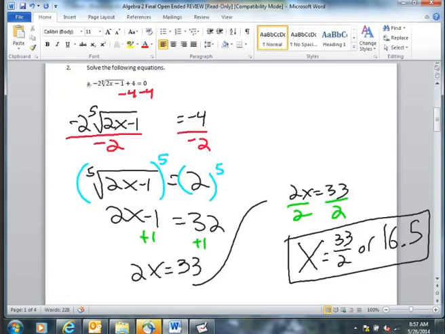So, this problem. Let's figure this out. So let's take a look here. And let's do some math. Alright. So we look here and I need to get this radical by itself. So I subtract 4 from both sides first. Now, once I do that, I have to.